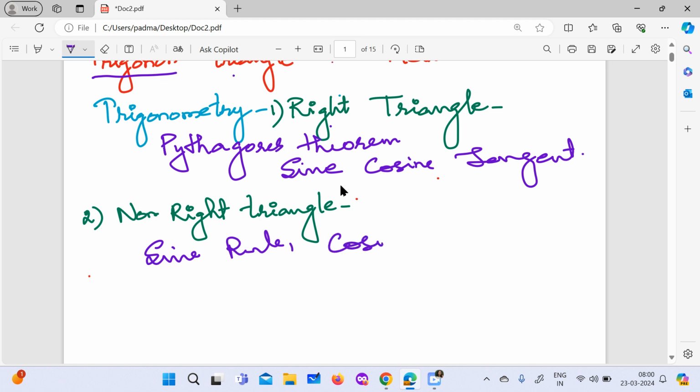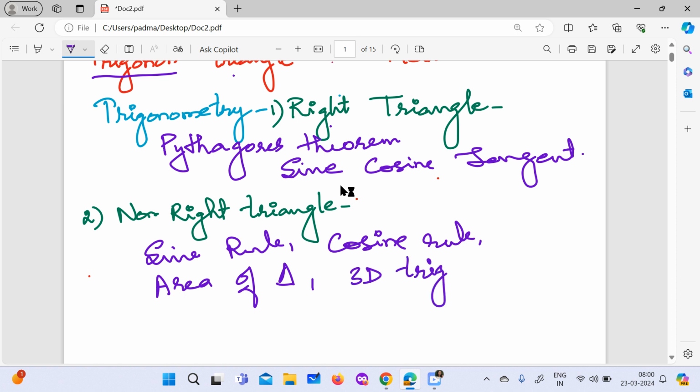then we have the cosine rule, then we have the area of a triangle, and then it will be 3D trigonometry. So non-right triangles we will discuss in another video.